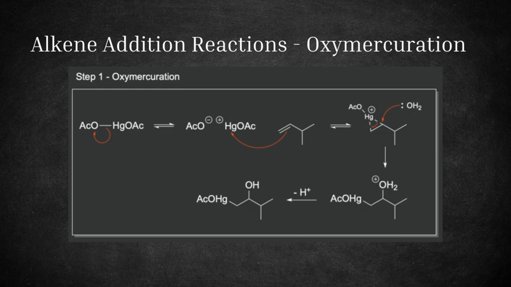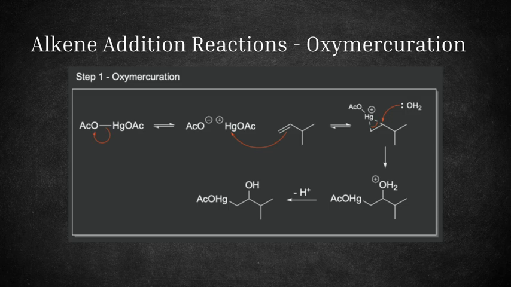The mercurinium ion is then ring-opened by water, which acts as the nucleophile. Water attacks the more substituted carbon of the mercurinium ion, analogous to the mechanism of protonated epoxide ring opening. When water attacks, the single electron from the mercury-carbon bond at the attacked site is transferred to the mercury-carbon bond on the less substituted carbon, converting it into a two-electron bond. This leaves the mercury attached to the less substituted carbon.